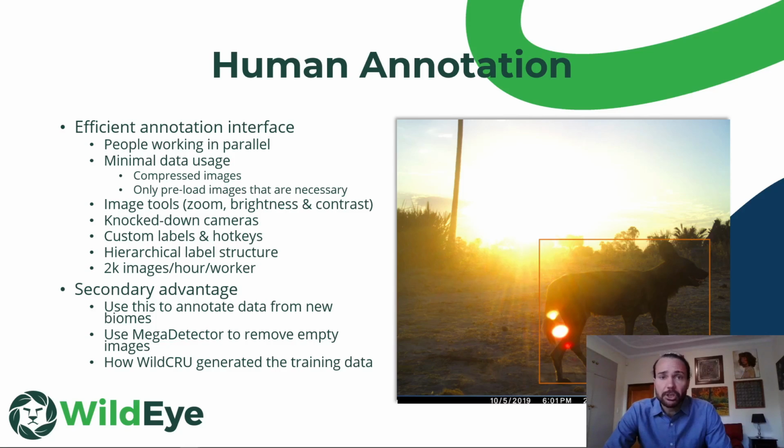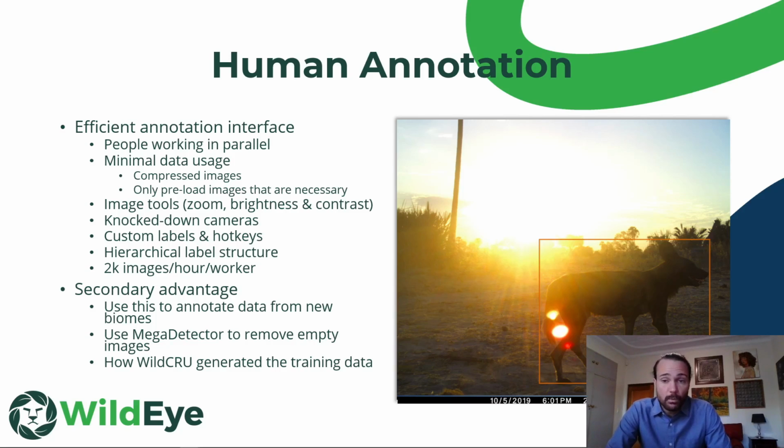The secondary advantage of this annotationally efficient approach is it means that you can actually use the system in biomes or environments where there is no species classifier. So Mega Detector, as I said, is trained on an international data set, so we can still reliably remove the empty images for you, and then you can manually annotate all the animal-containing images in terms of the species they contain.